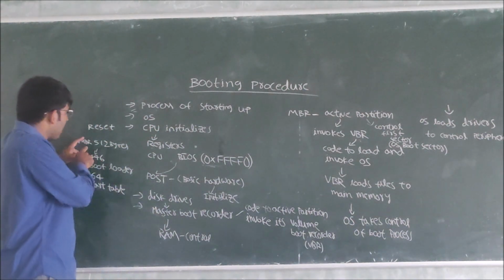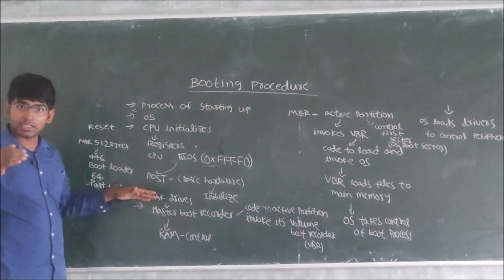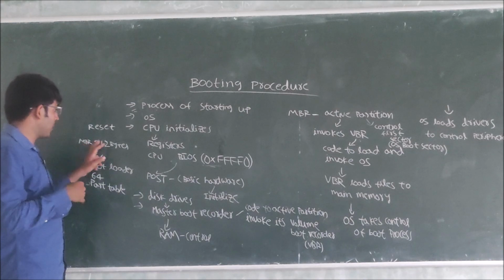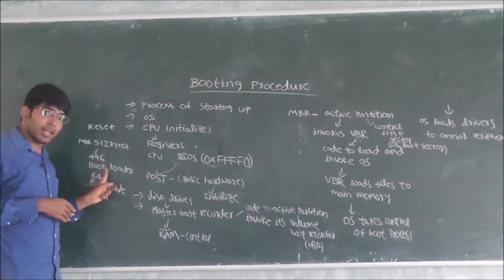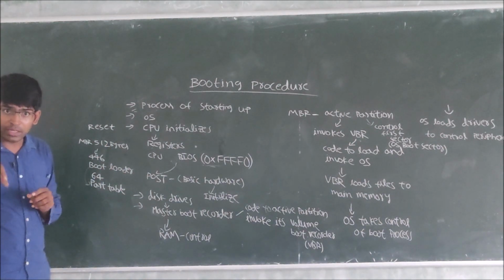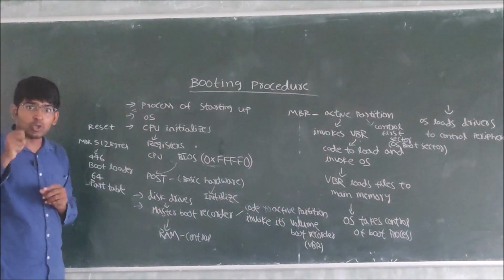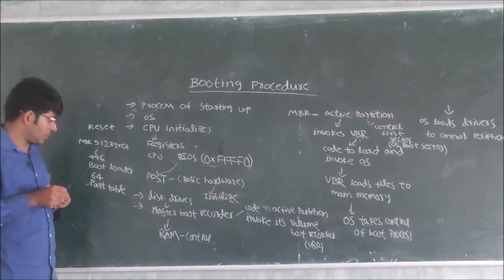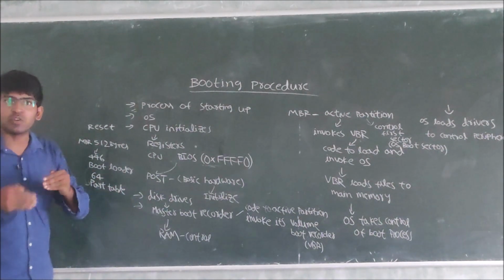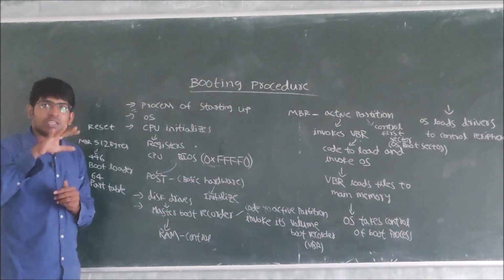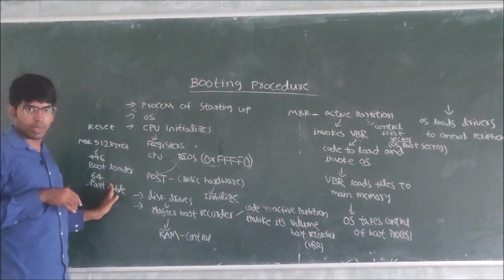This MBR is generally placed in the starting 512 bytes, because in the starting process we have to find the MBR. In these 512 bytes, 446 bytes are used for the bootloader, which is the code to find the active partition and to invoke the VBR, that we will discuss. The remaining 64 bytes are the partition table. It gives the information about how much is the C drive, D drive, E drive.